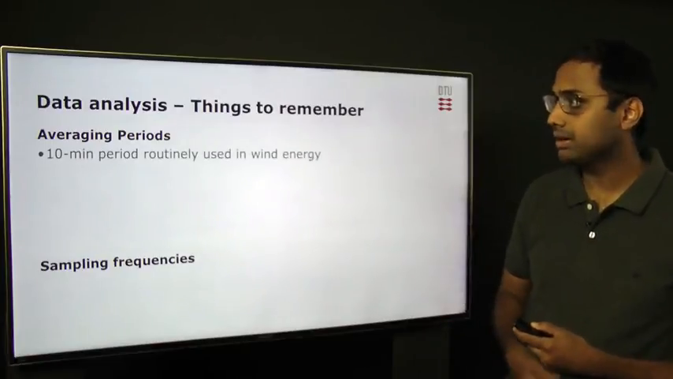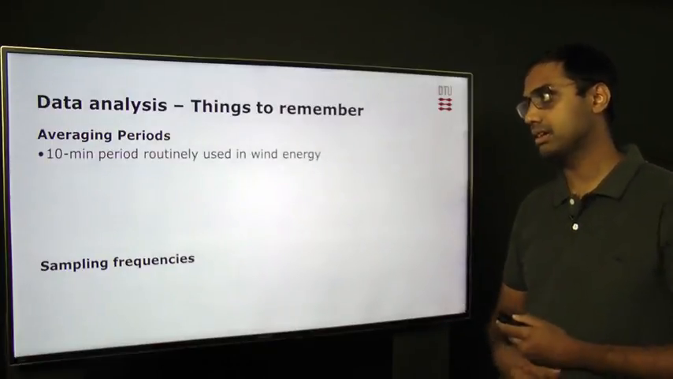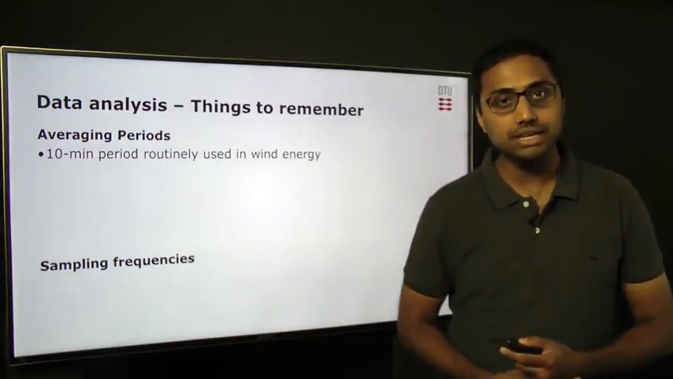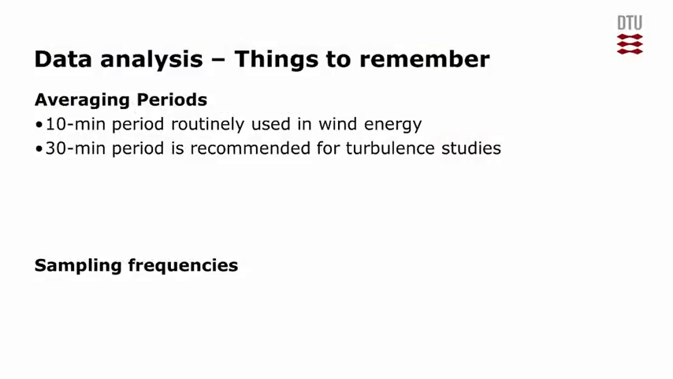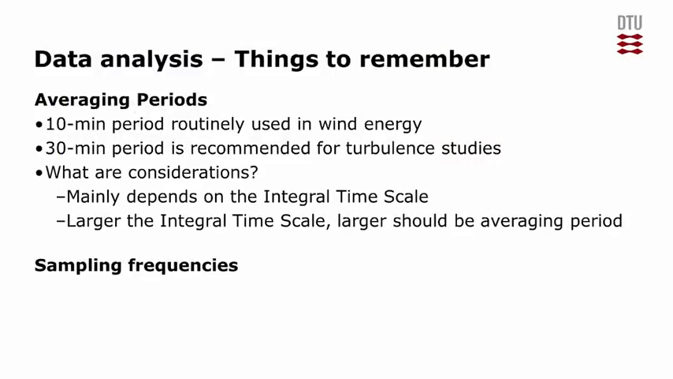So things to remember: averaging period is very important. A 10-minute period is routinely used in wind energy. But it is recommended that a 30-minute period be used for turbulence studies. And what are the considerations? It mainly depends on the integral time scale. One thing to remember is, the larger the integral time scale, the larger the averaging period should be.